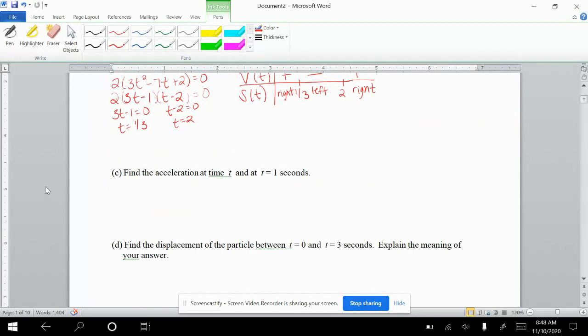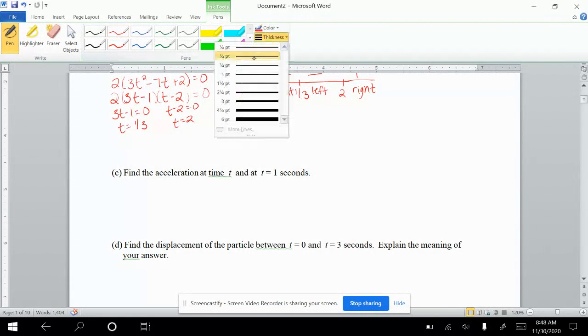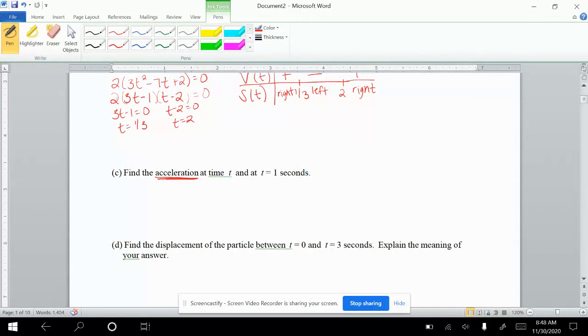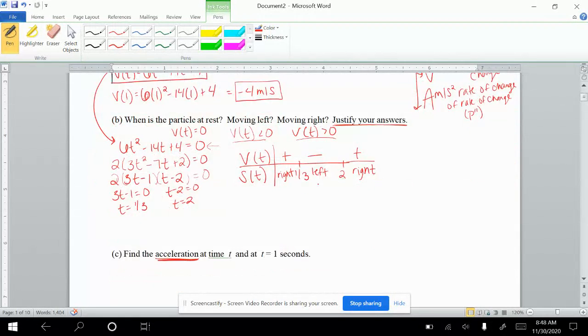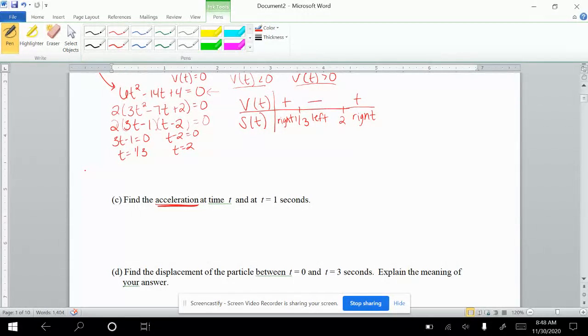Okay, so part C says find the acceleration at time t and at time t equals 1 second. We are dealing with acceleration now, which, if we go back up to the PVA example, is the first derivative of velocity or the second derivative of your particle function. We already have the first derivative of velocity, so we can just take the derivative of the velocity if we want to. I'm going to just real quick write this. Your acceleration, remember, is the rate of change of the velocity.